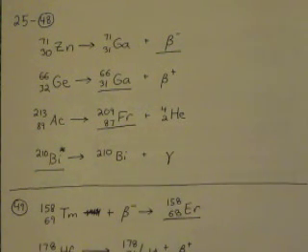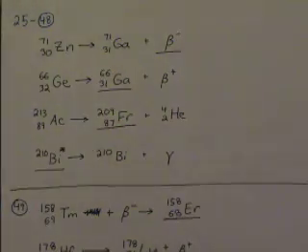For number 48, it's beta negative. For the next one, it's gallium 66. And then francium 209.